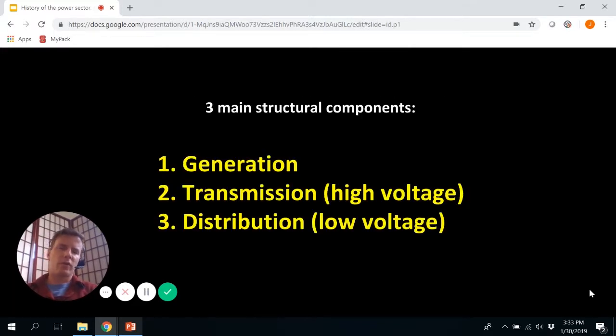So let's start out with the basics of the physical structure of bulk electric power systems. Today, there are three main structural components involved. Number one is generation, the production of electricity at power plants. Number two is transmission, or high voltage transmission of electricity over very long distances. And then there's distribution of electricity at lower voltages, which delivers the electricity ultimately to end consumers.